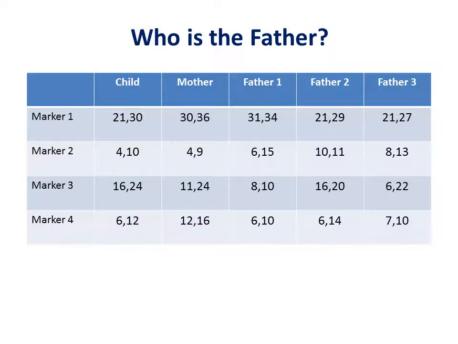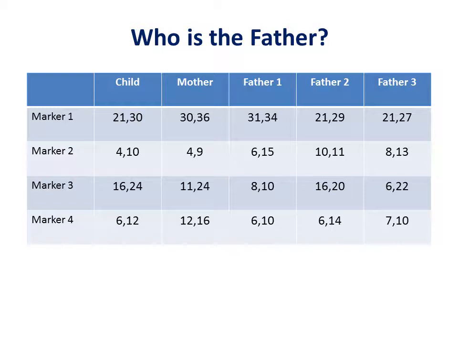With regards to marker 3, the child has 16 and 24. We can see mother contributed 24, so 16 has to come from father, and that is a match with father 2. Lastly, with regards to marker 4, it's 6 and 12. We can see that mom contributed the 12 copies of that particular tandem repeat, and again, father 2 did have 6 copies of that repeat, so that's a match.